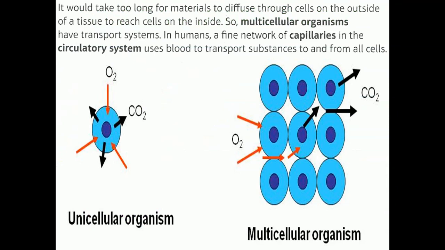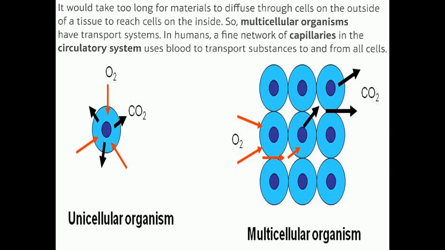It would take too long for materials to diffuse through cells on the outside of a tissue to reach cells on the inside. So obviously humans can't be one big cell, so that means they have to be multicellular. But the problem with being multicellular is having lots of small cells means the cells that are in the middle would take too long for materials to diffuse to them or to diffuse out.